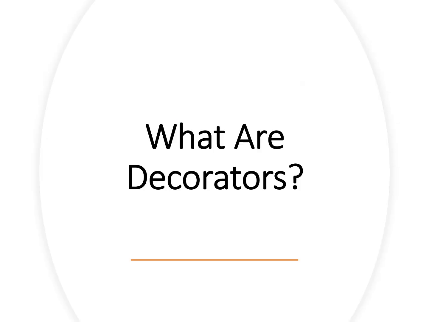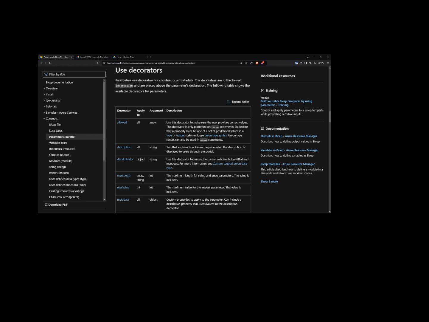So what really are decorators? Decorators in Bicep help us to add extra rules or details to our parameters. They make our template smarter and easier to use. For example, we can use decorators to set rules like minimum or maximum length, allow only certain values, or keep sensitive data secure. Let's look at how to apply decorators to parameters.